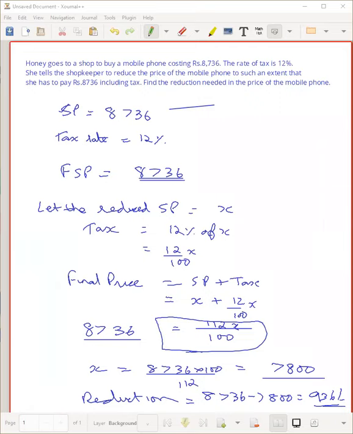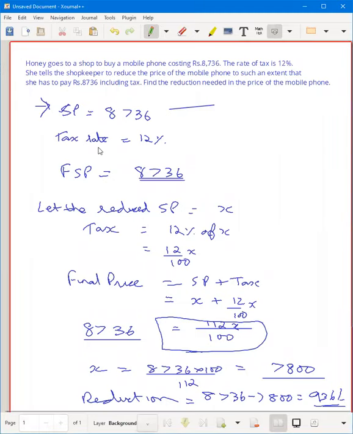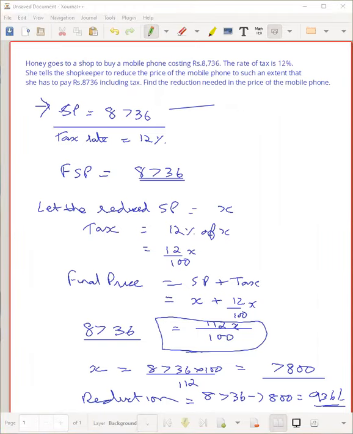Honey goes to the shop to buy a mobile phone, costing rupees 8,700. Start reading from here. Selling price is equal to 8,736. Rate of tax is equal to 12%. So final selling price will be 8,736. This is what is mentioned including tax.